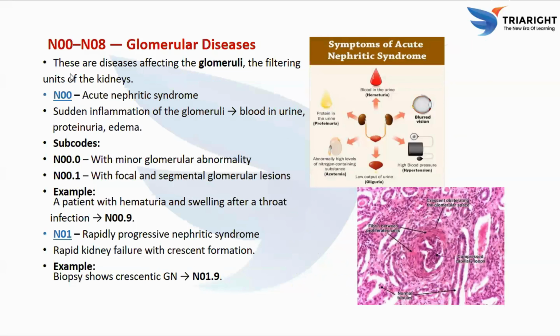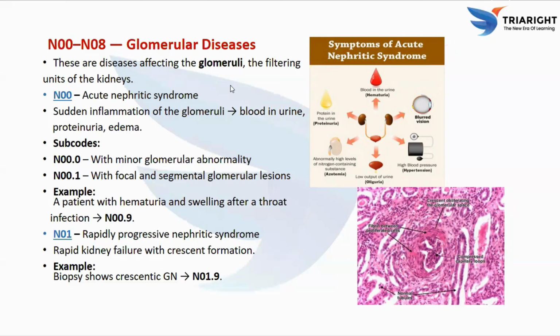first category, N00 to N08, which describes glomerular diseases. These ICD-10 codes describe diseases that affect the glomeruli, which are the tiny filtering units present inside the kidneys. What is the job of the glomeruli? Their job is to filter waste and excess fluid from the blood to form urine. When the glomeruli become inflamed or damaged, the kidneys cannot filter properly. So what is the first category?